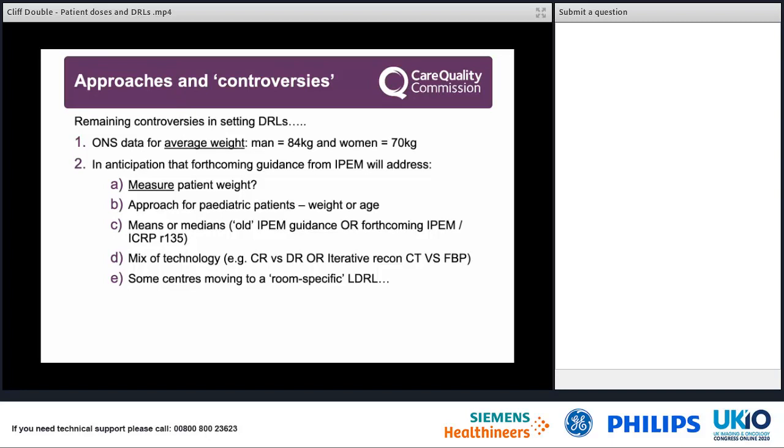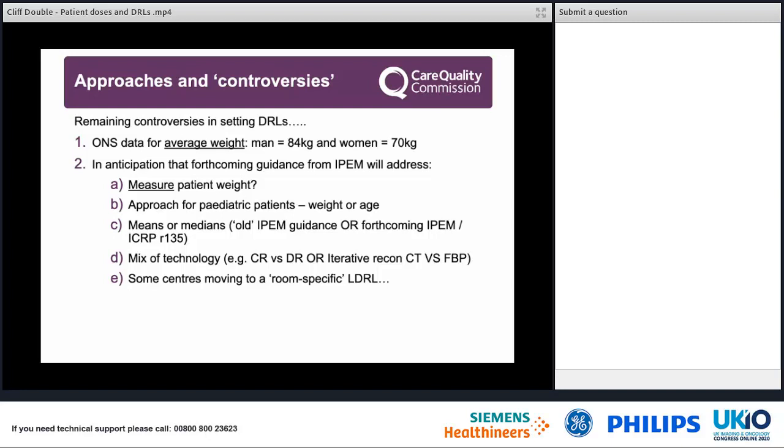Whether to adopt a mean of the distribution of doses or a median, again, might depend on whether we're using old guidance or forthcoming IPEM guidance. Take advice from your physicist would be my suggestion.